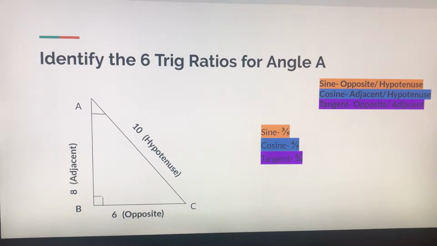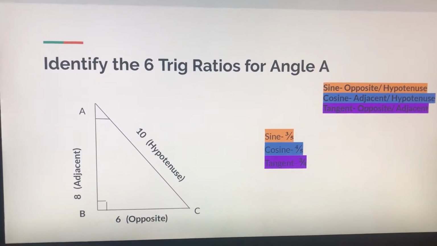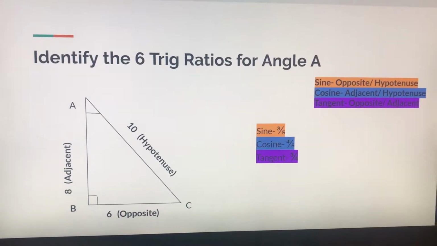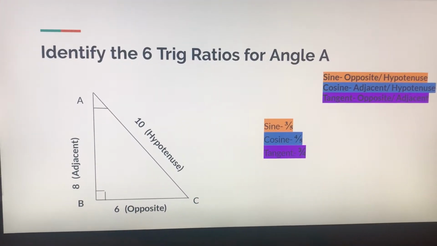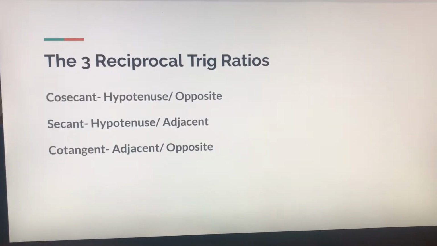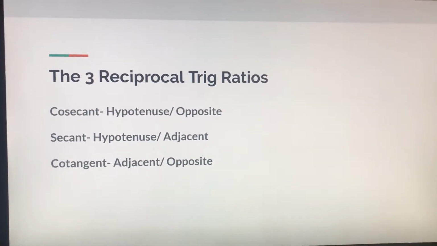For your cosine, you use adjacent over hypotenuse, which would be 8 over 10, which would then be reduced to 4 over 5. Your tangent, you have opposite over adjacent, which will be 6 over 8, which will be reduced to 3 over 4. So to find the other three trig ratios, you have to do the reciprocal.